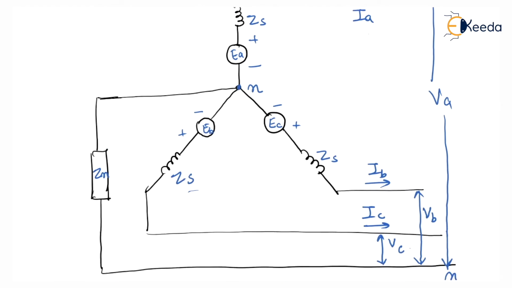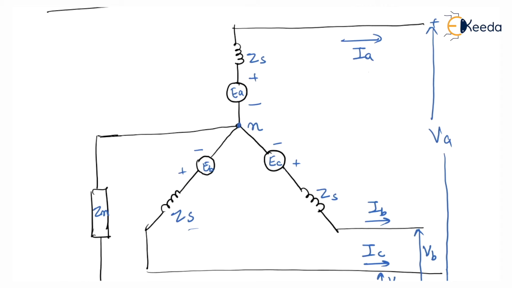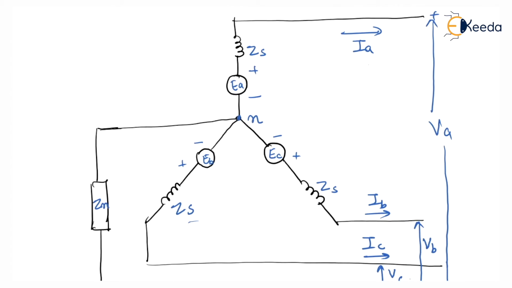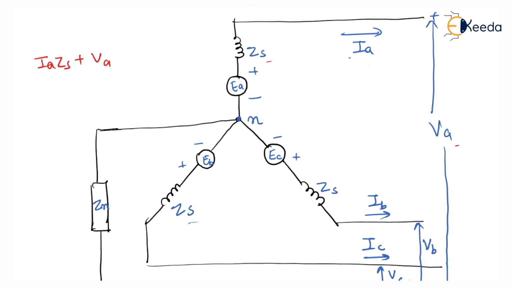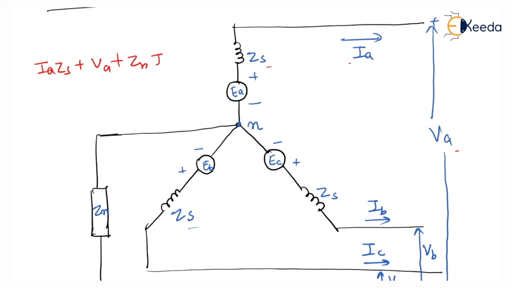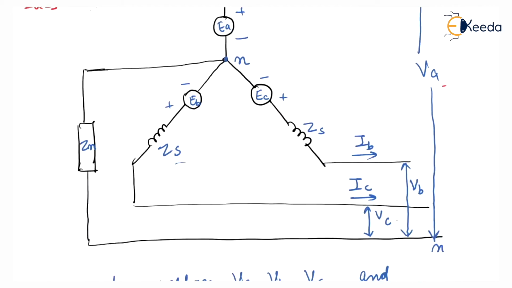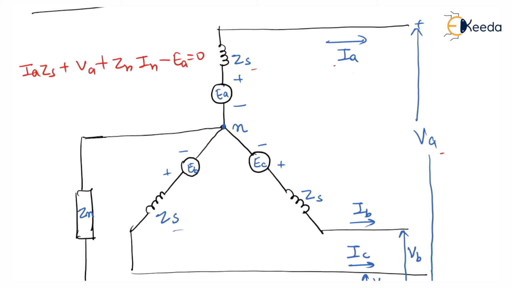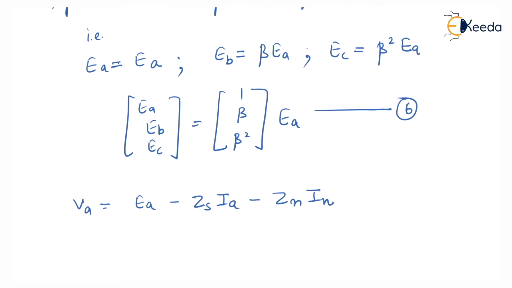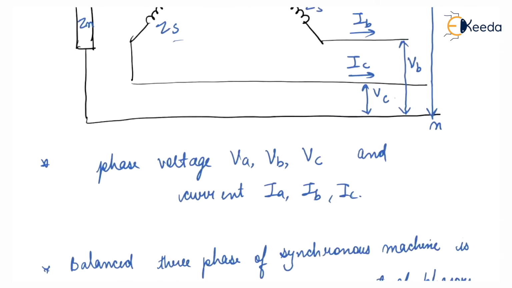See this figure. When you apply KVL, IA into ZS plus VA plus Zn into In minus EA is equal to 0. Or you can write this equation as VA equals EA minus ZS into IA minus Zn into In.